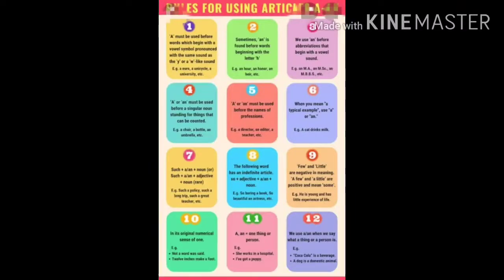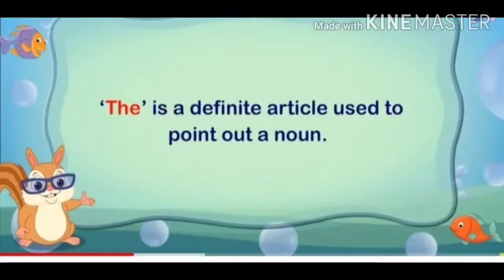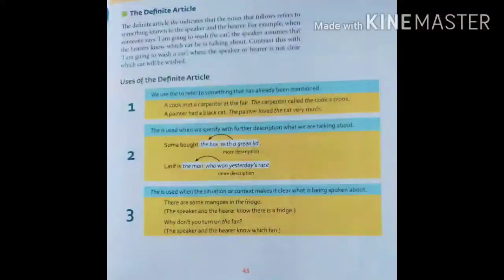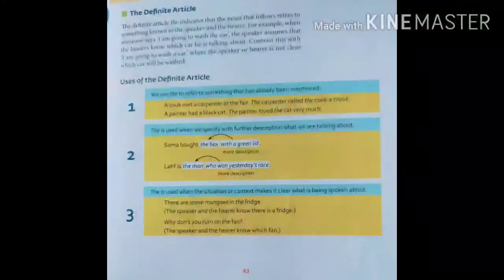Now students, let's come to the definite article the. The is a definite article used to point out a noun. Now, the definite article the indicates that the noun that follows refers to something known to the speaker and the hearer. For example, when someone says, I am going to wash the car, the speaker assumes that the hearers know which car he is talking about. Obviously, that's why the is used.